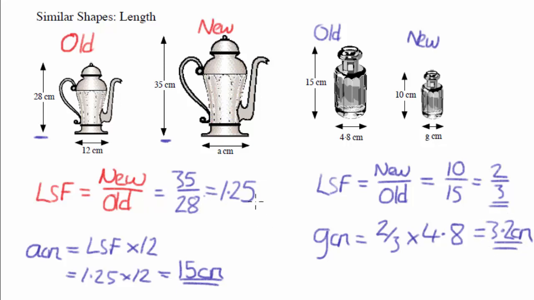So if your linear scale factor is bigger than 1, okay, it's going to be enlarging the shape, and if it's less than 1, it's going to be reducing the shape. And that's your linear scale factors.